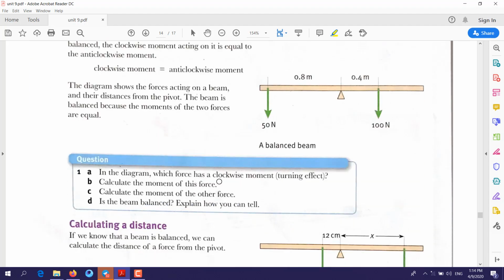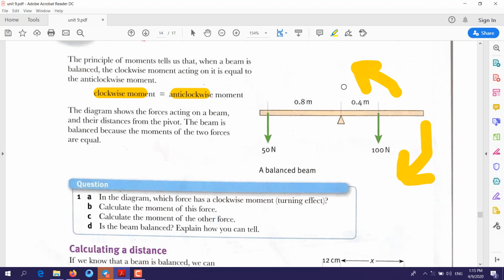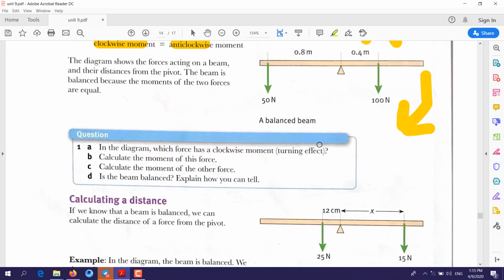When this seesaw moves, the movement will be either clockwise or anti-clockwise, depending on which direction it moves. If it moves in this direction, we call it clockwise. But if it moves in the opposite direction like this, we call it anti-clockwise.